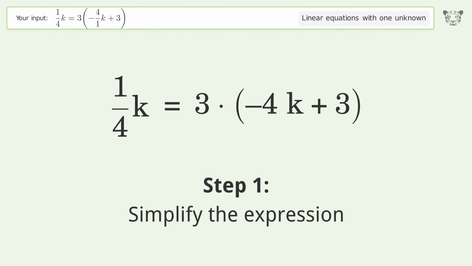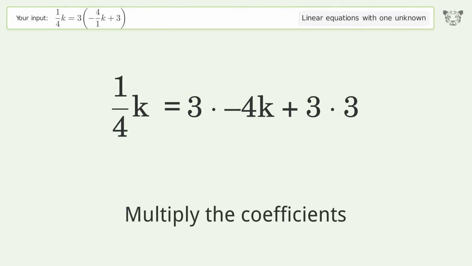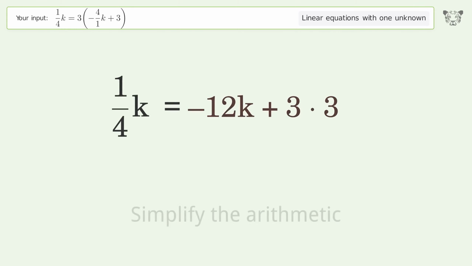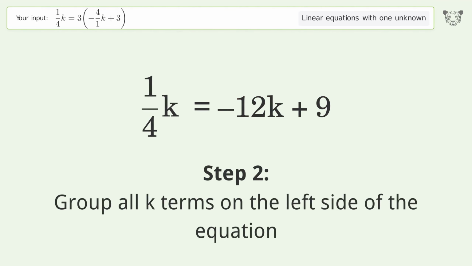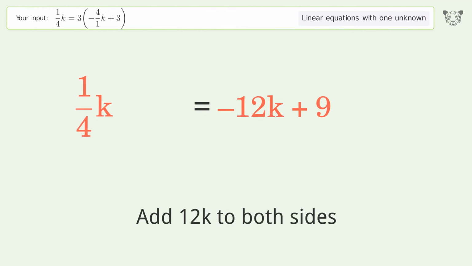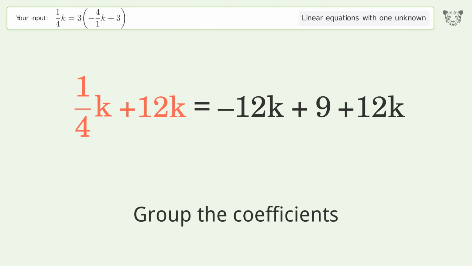Simplify the expression. Expand the parentheses. Multiply the coefficients. Simplify the arithmetic. Group all k terms on the left side of the equation. Add 12k to both sides. Group the coefficients.